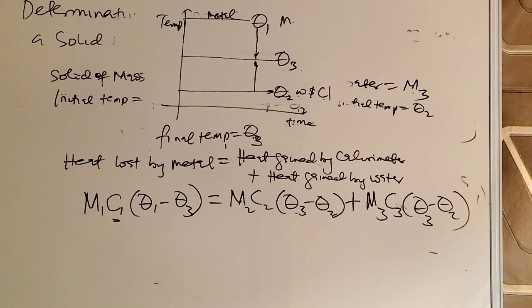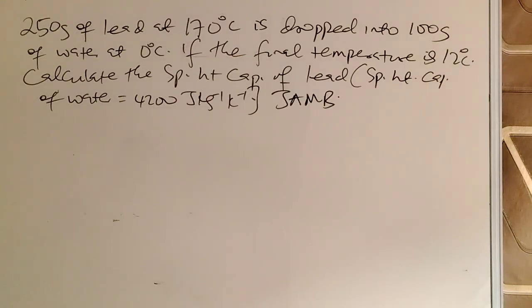So having done that, we can now go into some calculations involving heat capacity, those involving a two-component system and those involving a three-component system. So we have the problem on the board that says 250 grams of lead at 170 degrees Celsius is dropped into 100 grams of water at 0 degrees Celsius. If the final temperature is 12 degrees Celsius, calculate the specific heat capacity of lead. In bracket, you have the specific heat capacity of water as 4,200 joule per kilogram per Kelvin, and that is a JAM question. So looking at this problem, how do we solve it?